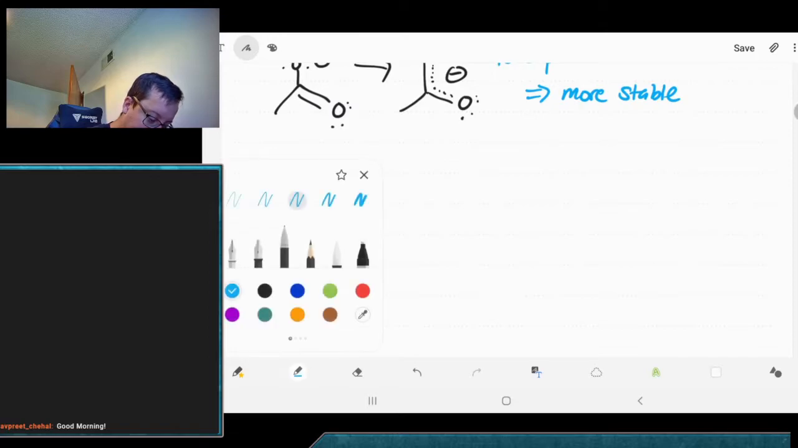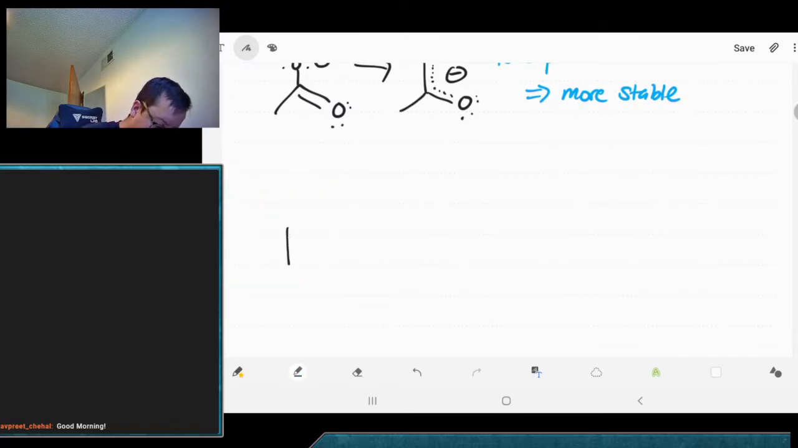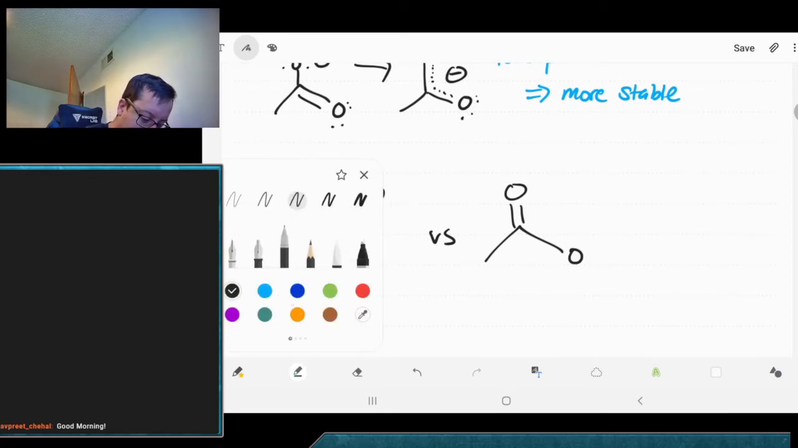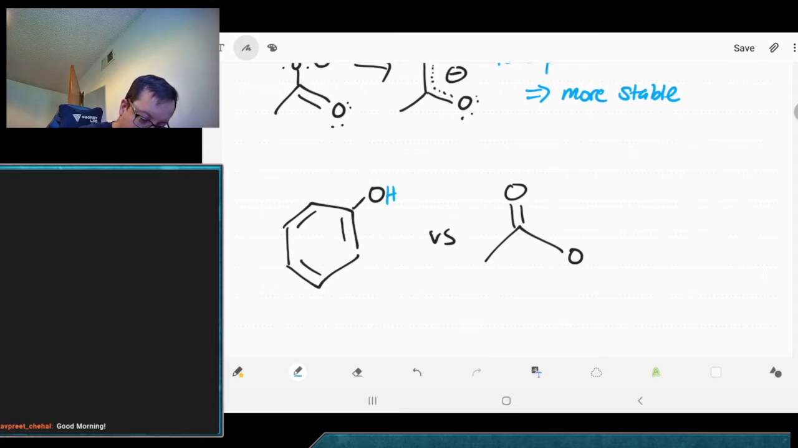All right. If we see another example, comparing these two, again, I'll put our acidic hydrogen here in light blue. Both of these molecules can resonate once we take them off.